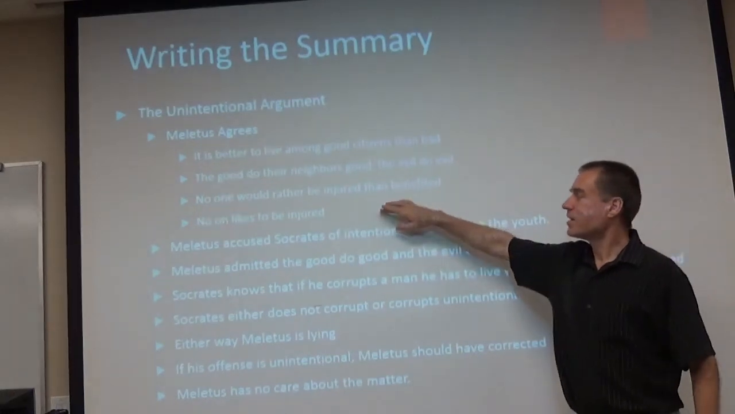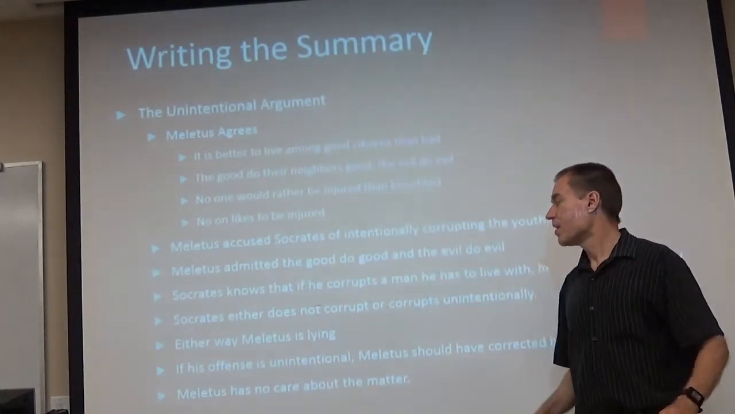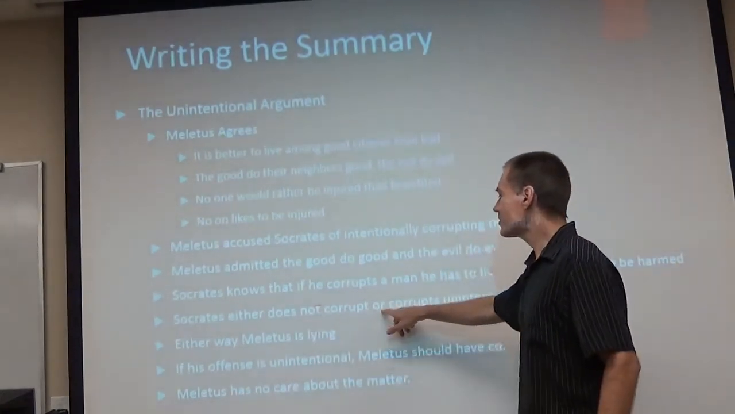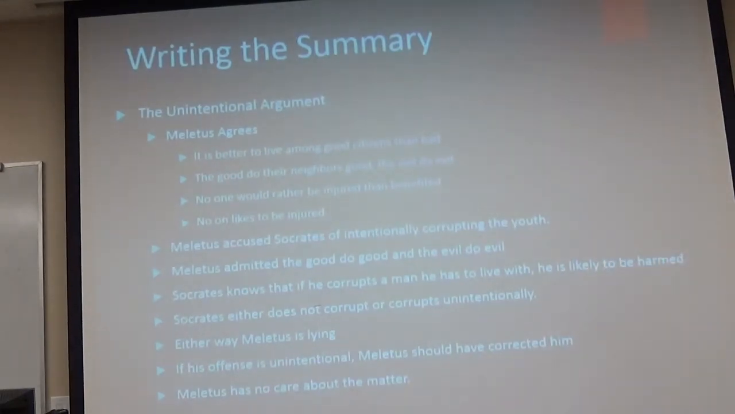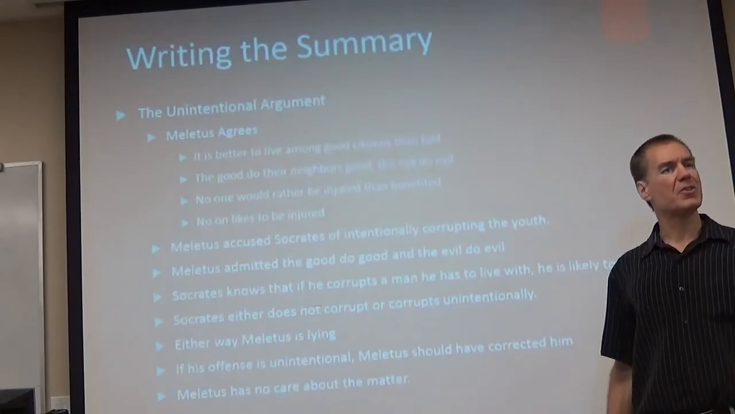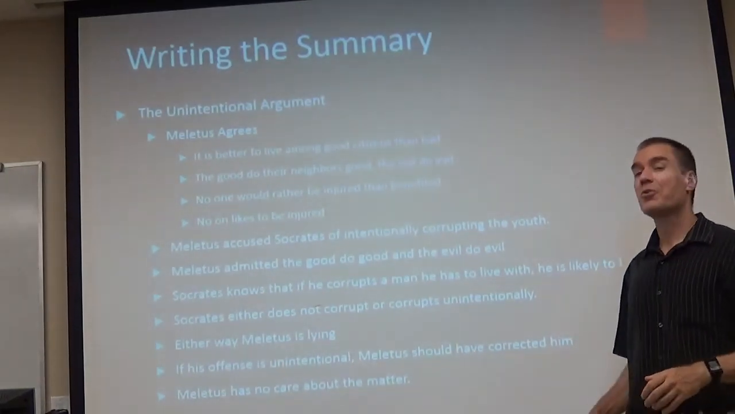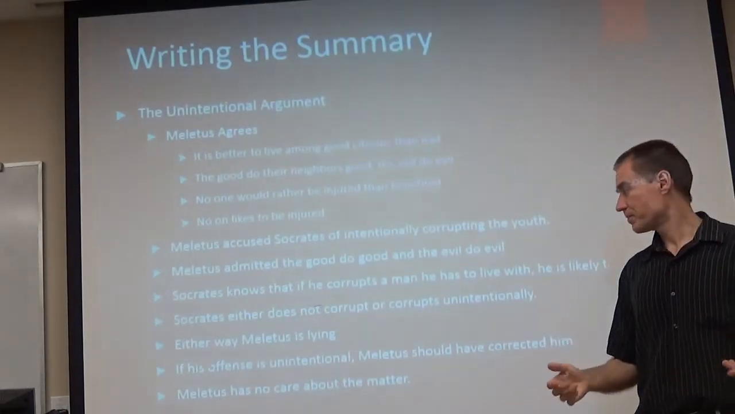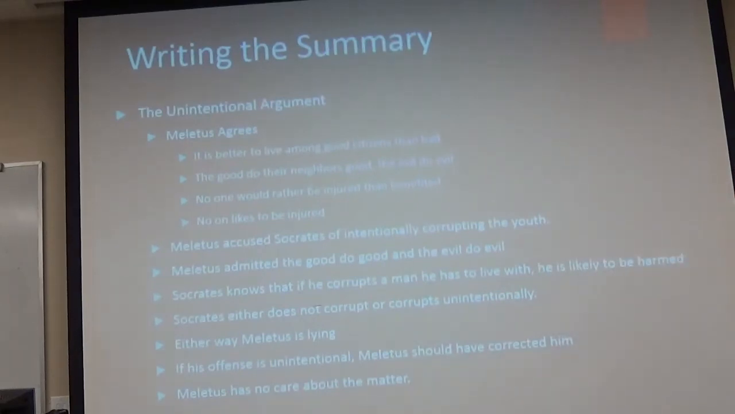But Meletus has accepted that no one likes to be hurt. So Socrates concludes this: given that if he corrupted people, they would probably hurt him, and no one wants to be hurt, either he doesn't corrupt them, because if he did, he'd be hurt, which he knows better than to do, or if he is corrupting them, he's doing so unintentionally. So maybe he is corrupting them, but he's not doing it with intent, because he knows this, so he'd not intentionally put himself at risk. Either way, he says, Meletus is wrong, because Meletus' charge is corruption with intent.